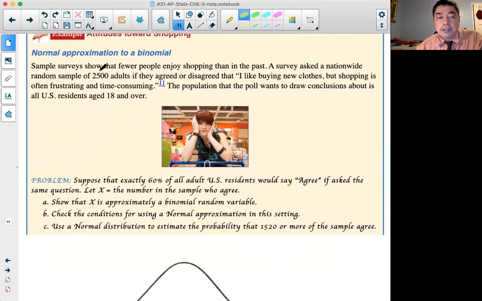Okay, some survey shows that fewer people enjoy shopping than in the past. The survey asked a nationwide random sample of 2,500 adults if they agree or disagree that they like buying new clothes, but shopping is often frustrating and time-consuming. The population that the poll wants to draw a conclusion about is all U.S. residents aged 18 and over.